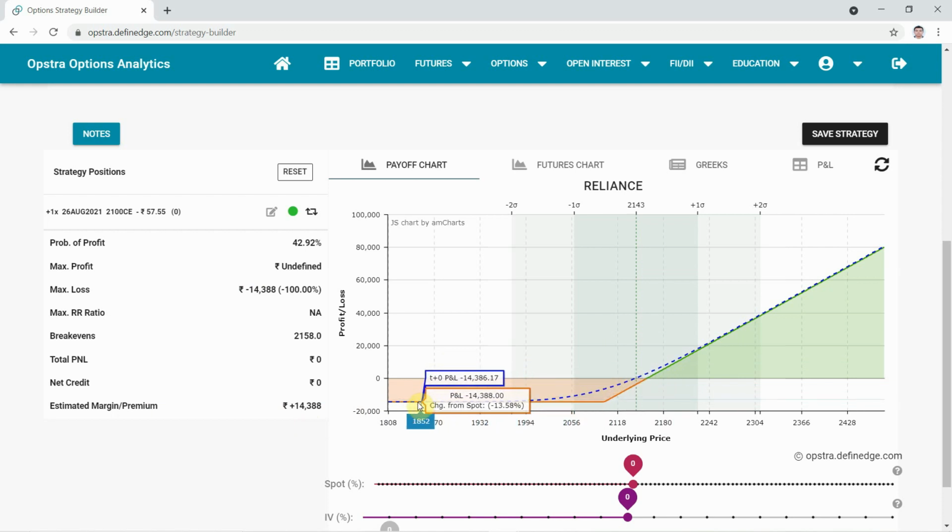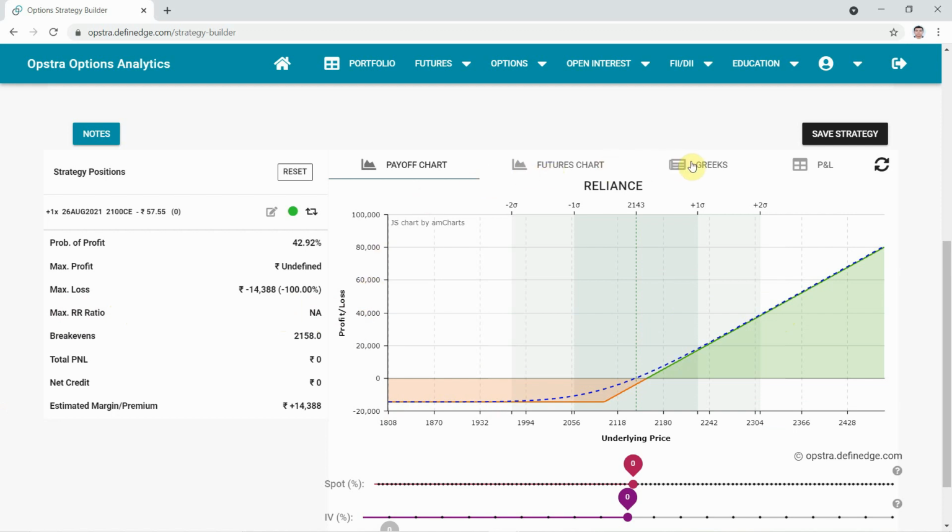Okay, so this is 14,388. And remember that this is the break even. If it crosses break even and rises, then only you would be earning profit. And this is the max risk to reward ratio that we discussed, but I don't personally use this in options. At share level you can use this, but in options I don't think this is of much use.